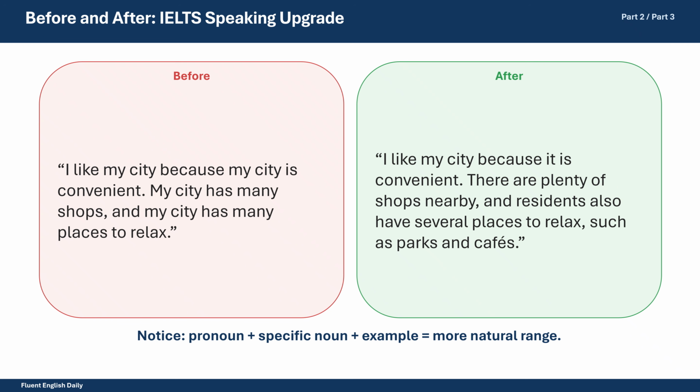The improved answer uses the pronoun it instead of repeating my city. It also replaces the general structure my city has with there are plenty of shops nearby. The word residents is more specific than people. Finally, the answer includes examples, parks and cafes. This makes the response more detailed and natural. A useful speaking formula is use a pronoun, add a specific noun, and support the idea with an example.